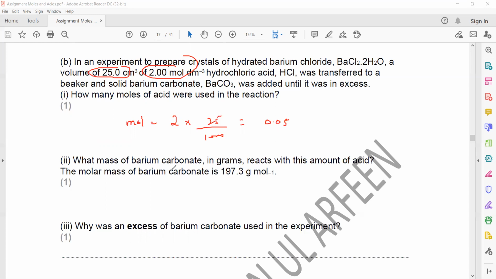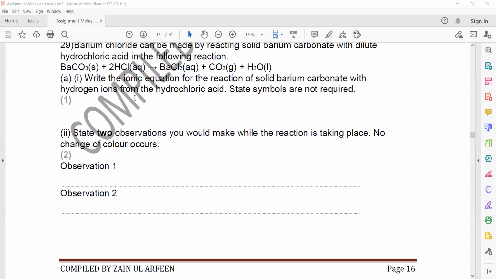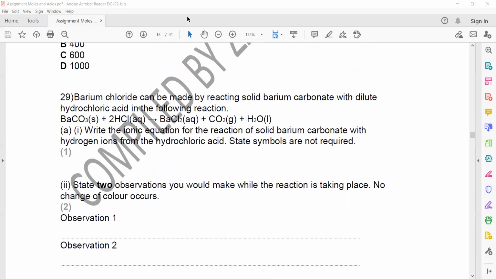Then what is the mass in gram? The molar mass is given. So mass in gram is equal to moles multiplied by molar mass. So moles are 0.05 multiplied by... sorry, these are the moles of acid. Then we have to check the moles of barium carbonate, and the ratio between them is 1 to 2. So from moles of HCl we'll get the moles of barium carbonate.